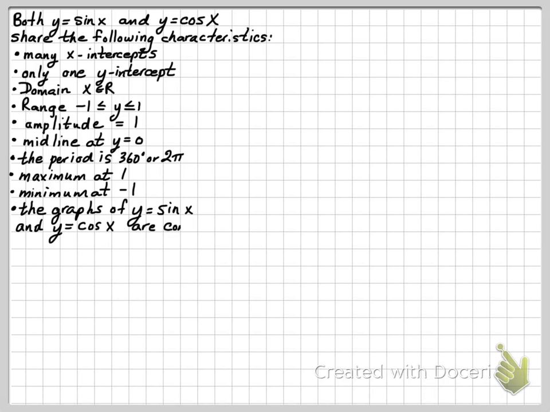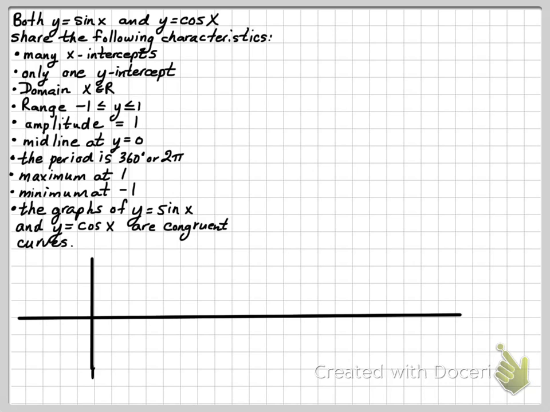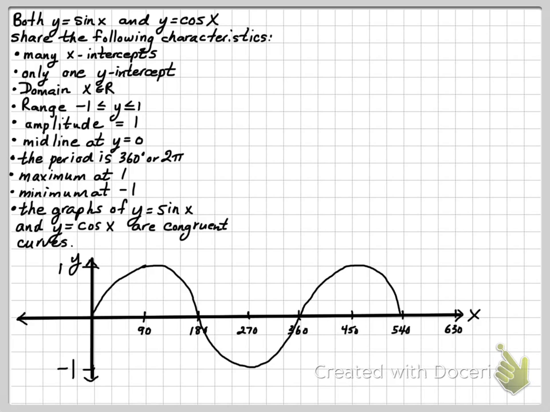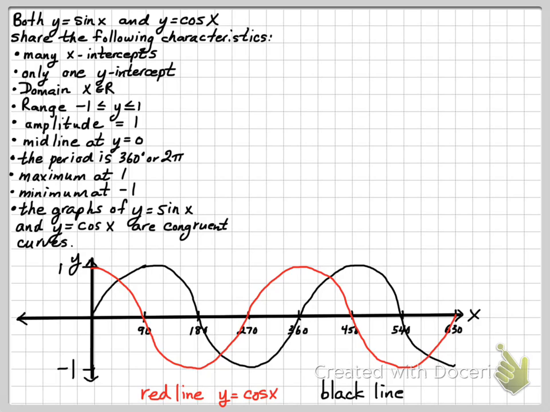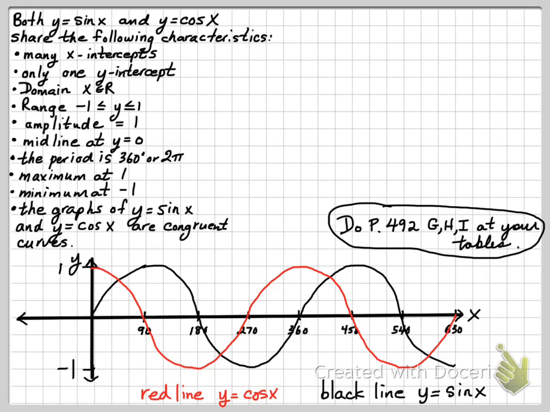The graphs of y equals the sine of x and y equals the cosine of x are said to be congruent curves. If we graph them both together here, you're going to see y equals the sine of x in black, y equals the cosine of x in red. And if you can see, every point would be shifted 90 degrees the other way. You got yourself congruent graphs.